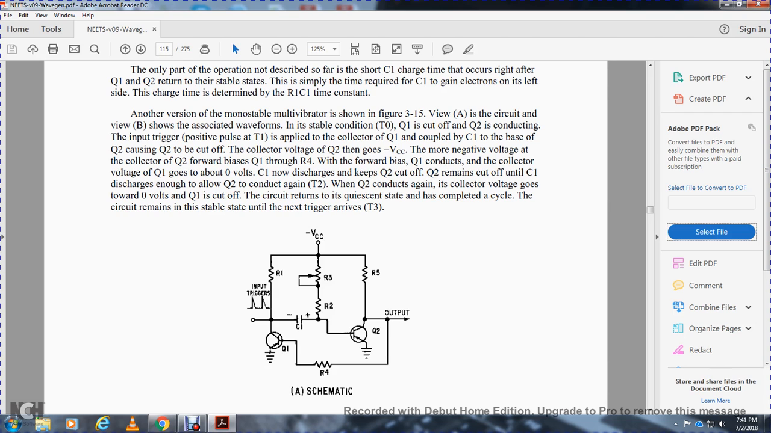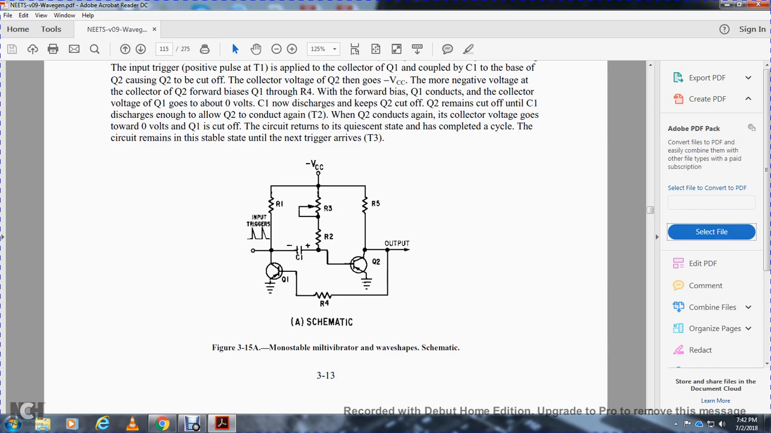The pulse applied to the collector of transistor 1 is coupled by capacitor 1 to the base of transistor 2, causing transistor 2 to cut off. The collector voltage of transistor 2 goes more negative, forward biasing transistor 1 through resistor 4. Transistor 1 conducts and its collector voltage goes to about 10 volts. Capacitor 1 now discharges, keeping transistor 2 cut off. Transistor 2 remains cut off until capacitor 1 discharges enough to allow transistor 2 to conduct, in time interval 2. When transistor 2 conducts again, its collector voltage goes toward 0 and transistor 1 is cut off. The circuit returns to the quiescent state, and the cycle is completed. The circuit remains stable until the next trigger arrives, in time interval 2-3.